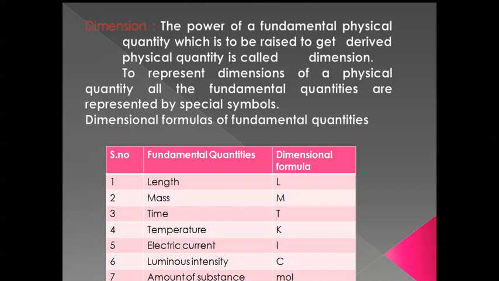What is dimension? What is dimensional formula? In length, L power 1: 1 is the dimension, and L is the dimensional formula. M power nothing means the power is plus 1. So 1 is the dimension of mass, and M is the dimensional formula. Similarly, in time, 1 is the dimension, and T is the dimensional formula. Okay, this is about dimension and dimensional formula.